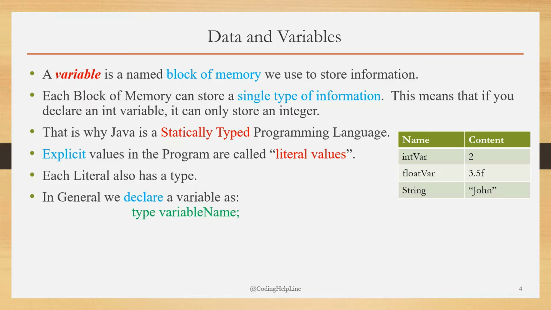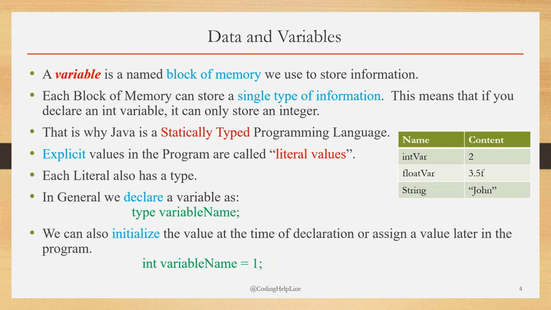In general, we declare a variable as follows: type and variable name. Type is the data type, for example, int, byte, short, char, whatever, user defined or built-in type. And variable name. We can also initialize the value at the time of declaration or assign a value later in the program. So we can do it on the same line, or we can do it on two lines. We declare first, then we assign, or we declare and assign at once.